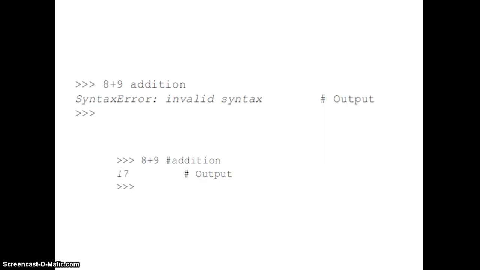So this is the syntax. For example, 8 plus 9 addition. Without any # symbol I am giving addition, so it shows a syntax error. Next, I am giving 8 plus 9 # addition. So here # is interpreted as a comment, and the output is shown as 17.